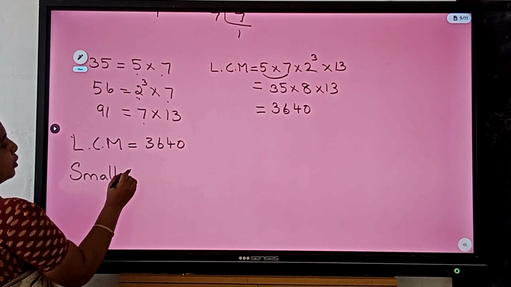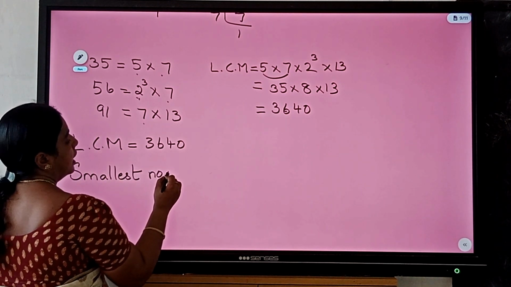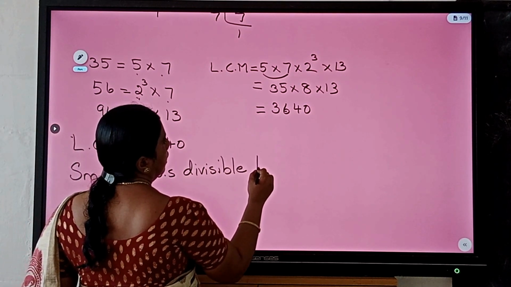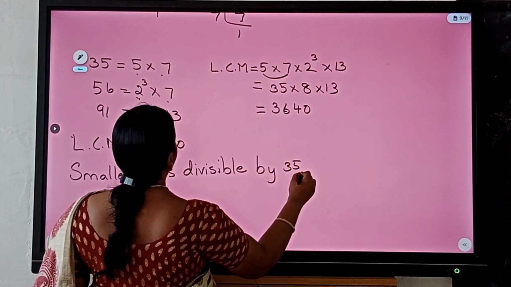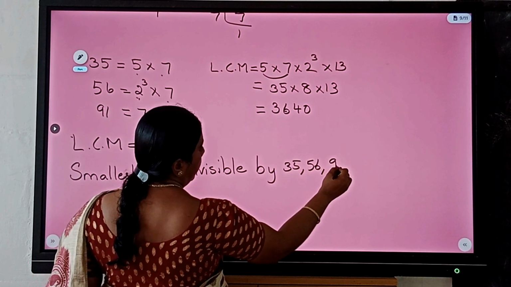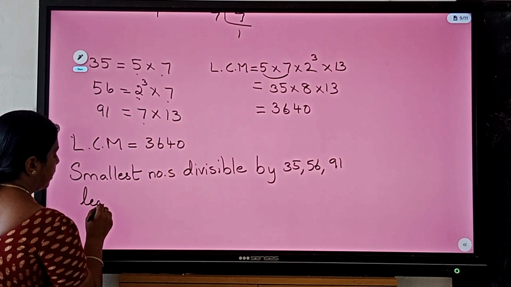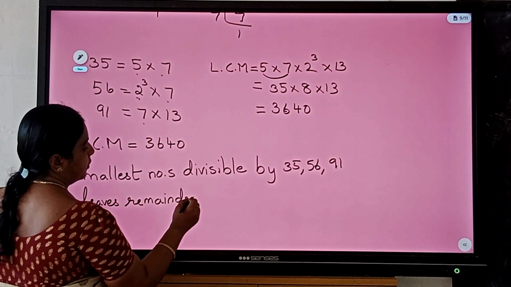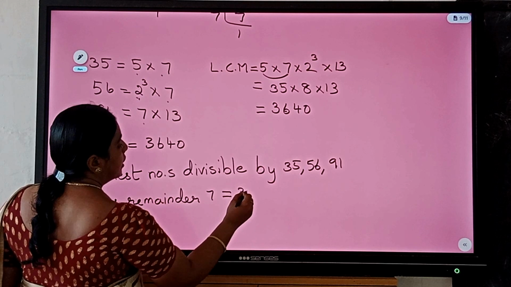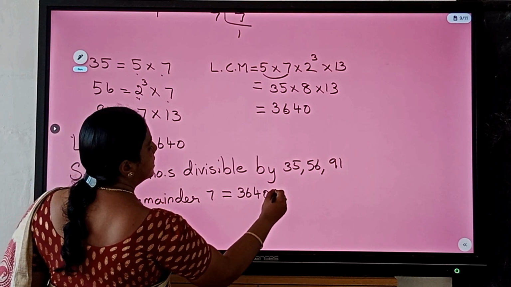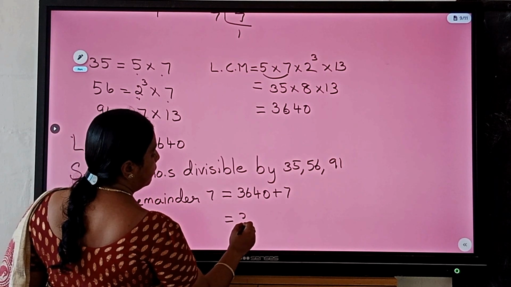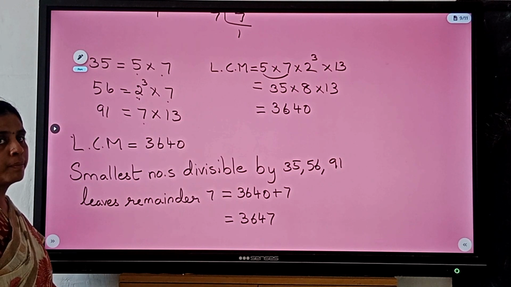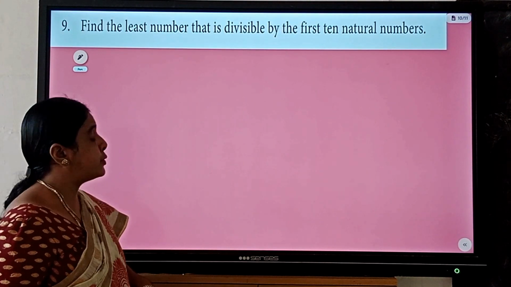So to find the smallest number divisible by 35, 56, 91 and it leaves a remainder. How much is the remainder? 7. So it is very simple. To the LCM, we will add this remainder. So the smallest number is 3647.